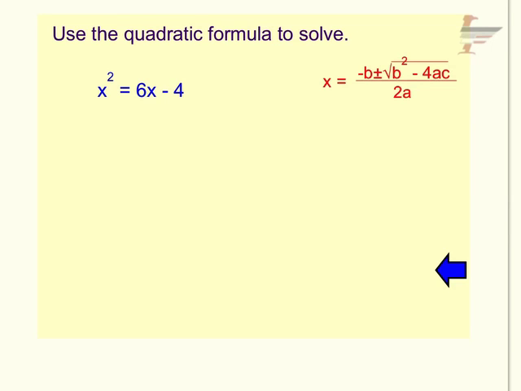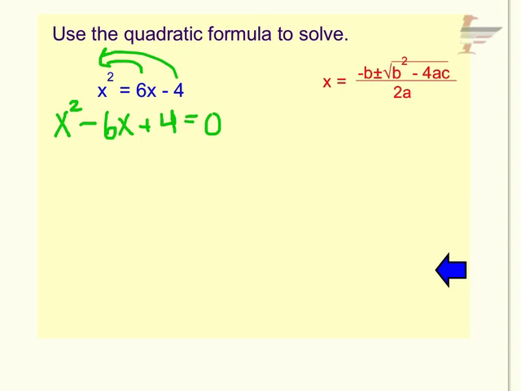Alright, so let's just run through one of these. Use the quadratic formula to solve. Again, we do want to have everything on one side, 0 on the other side, and my advice has always been to keep the x squared term positive. So x squared, we'll subtract the 6x and add the 4, so we end up with x squared minus 6x plus 4 equals 0 once we get those both to the other side.